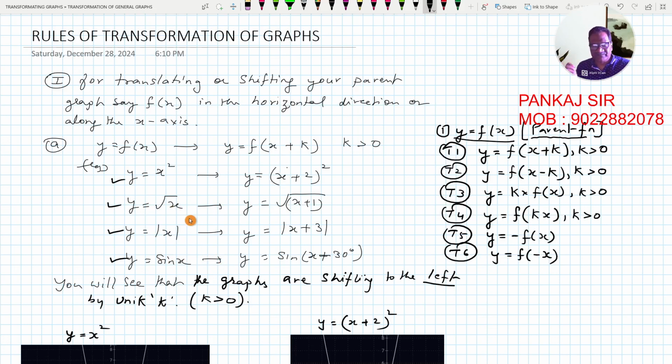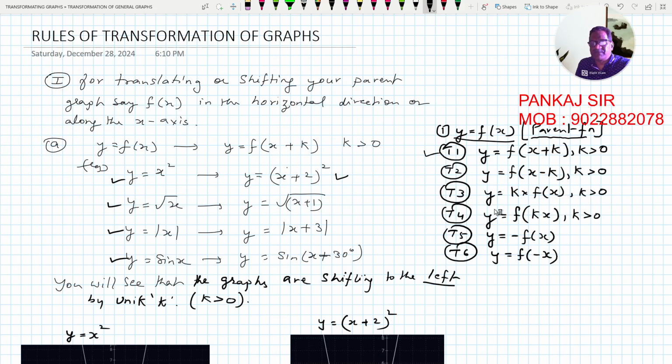Okay. So our topic starts from here. y = x² has to be transformed to something which will be y = (x + 2)². Now this (x + 2)², this first one is an example of this particular function, x + k, function of x + k.